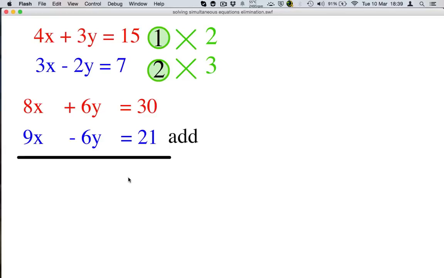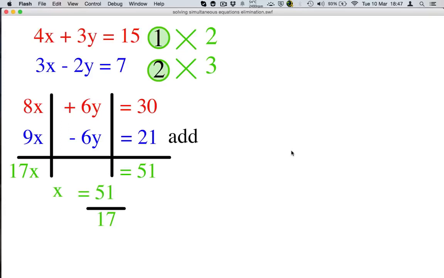Draw a line, write the word add. So, to make it a little bit easier, we just put some vertical lines in. So we do 8x plus 9x is 17x. 6y take away 6y is 0, so we don't need to write anything there. And then 30 plus 21 is 51. What we have to do is divide both sides by 17, and we get x equal to 3.